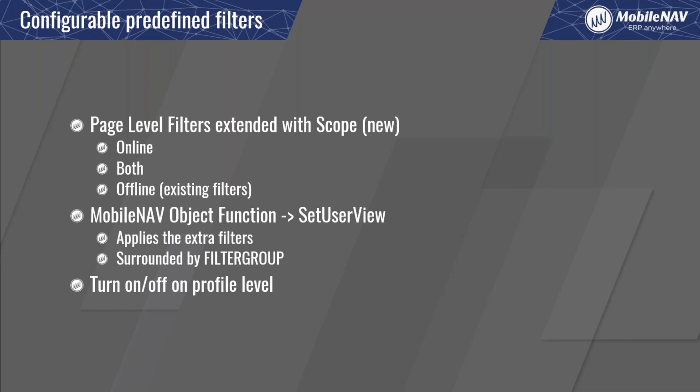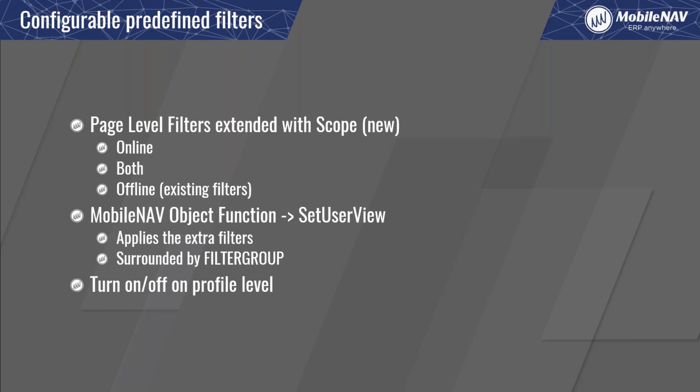And the offline scope is the old version, which you can still use. That is for existing page level filters. If you upgrade, all those existing page level filters will be set to scope offline. But now you have scope online and both as well.